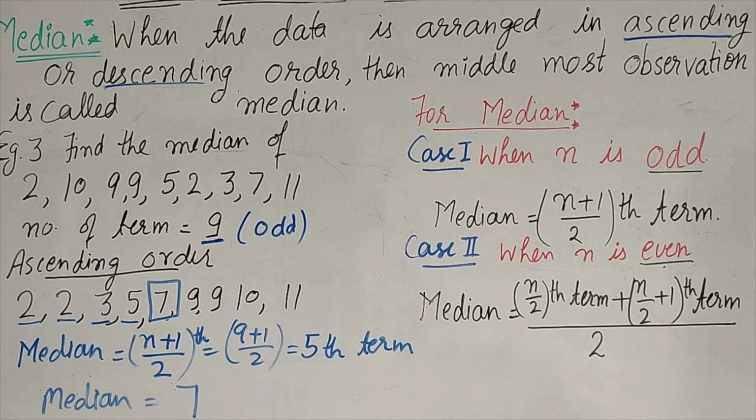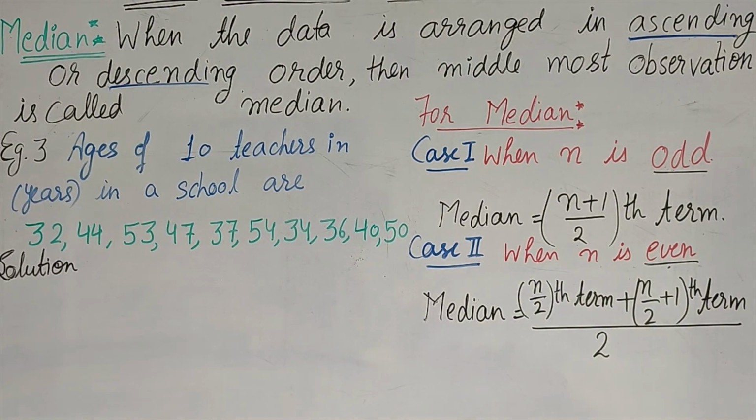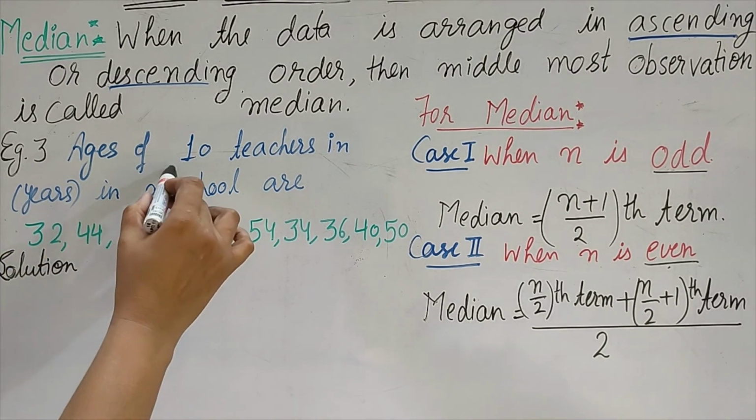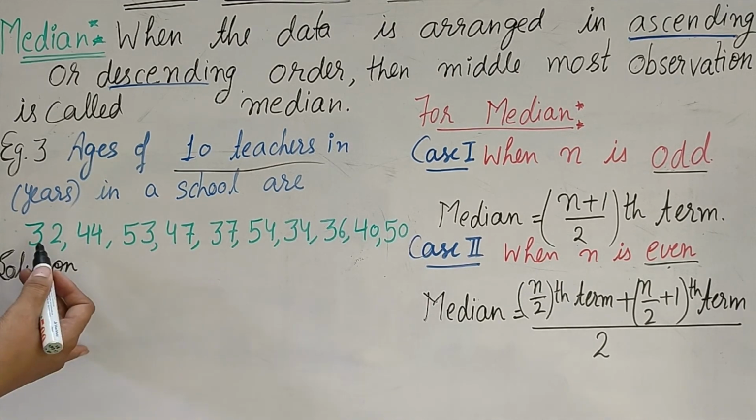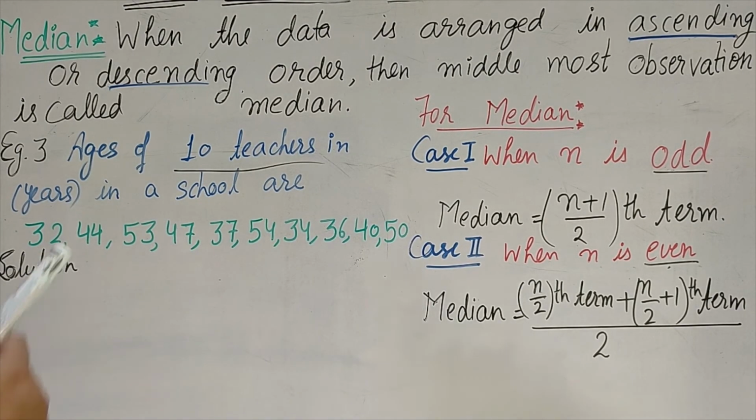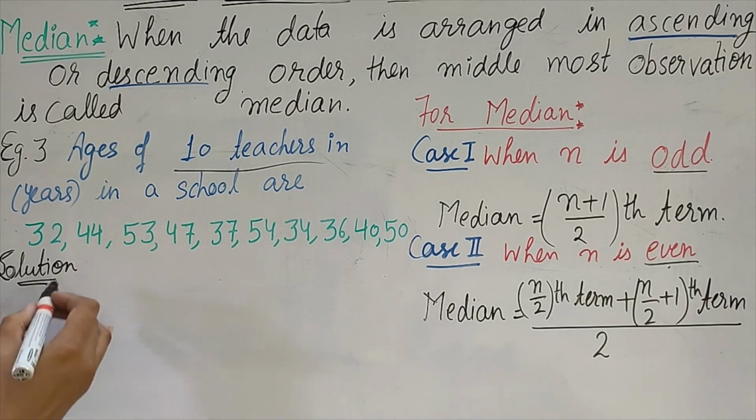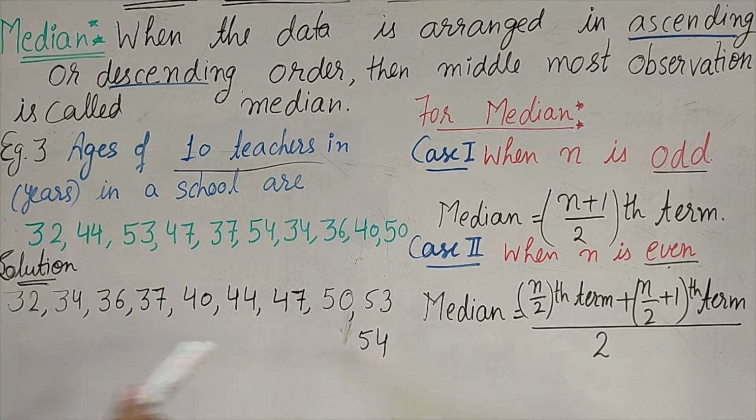Okay, let's take one more example for an even number of observations. In this example, the ages of 10 teachers in years in a school are given like this: 32 years, 44 years, 53 years. The teachers' ages are given and we have to find out the median age. So first of all, what we have to do is arrange them in ascending order. In ascending order, these are like this.